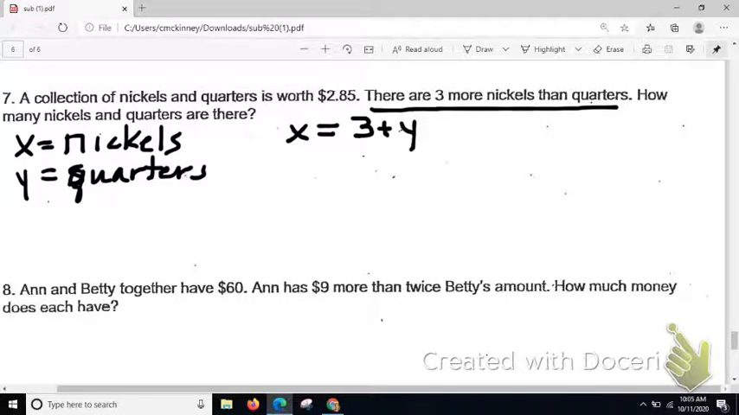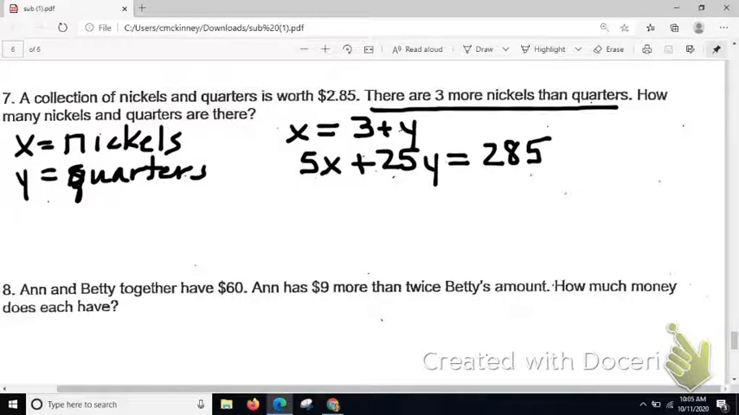And then the other one, the money equation, is very similar to what we did before. So a nickel is worth 5 cents. A quarter is worth 25 cents. And then 285 is 285 cents.